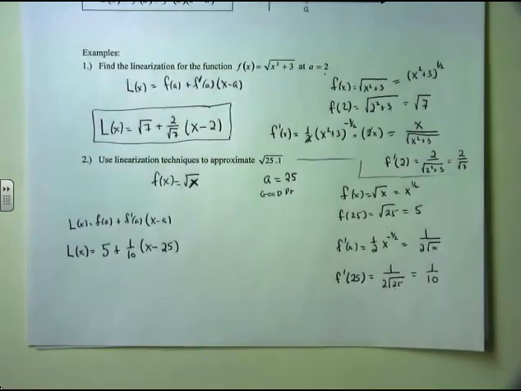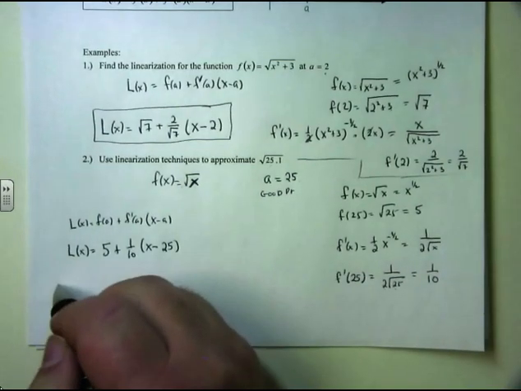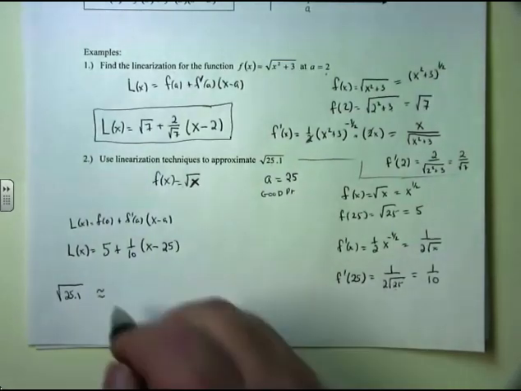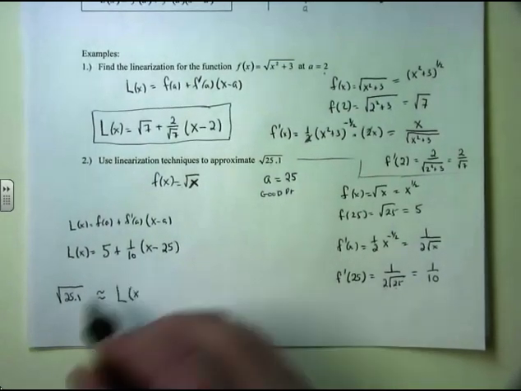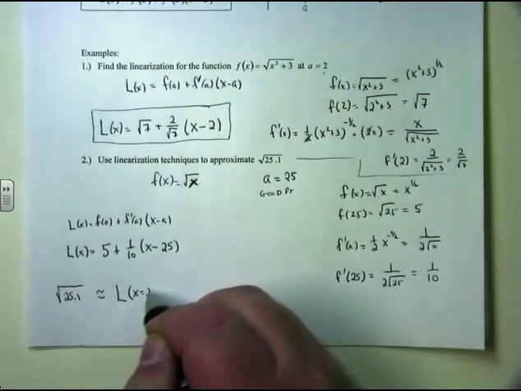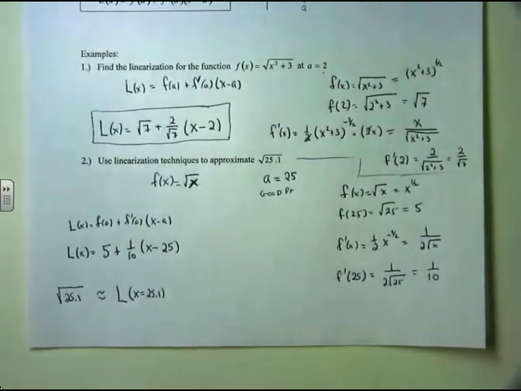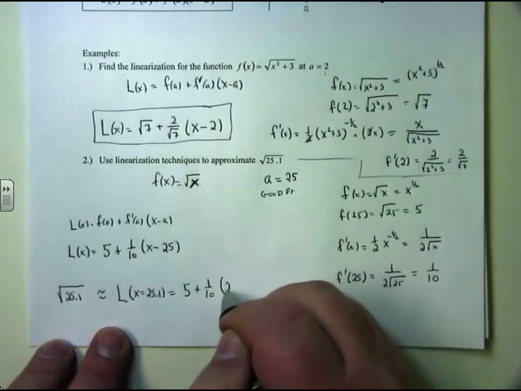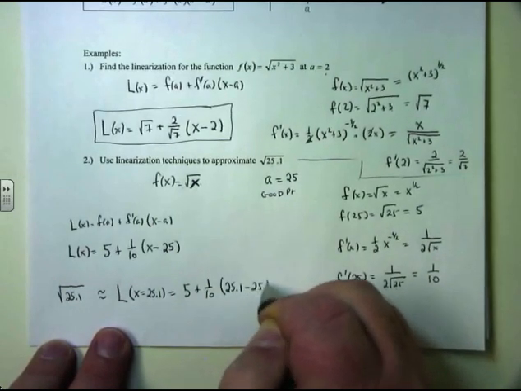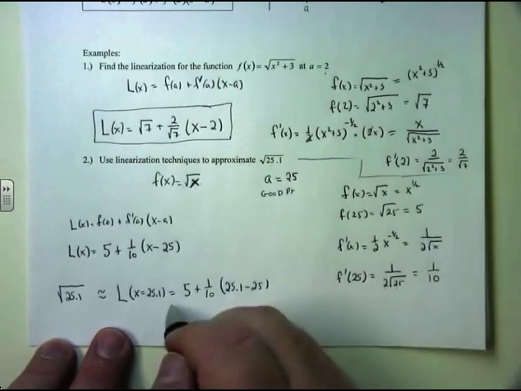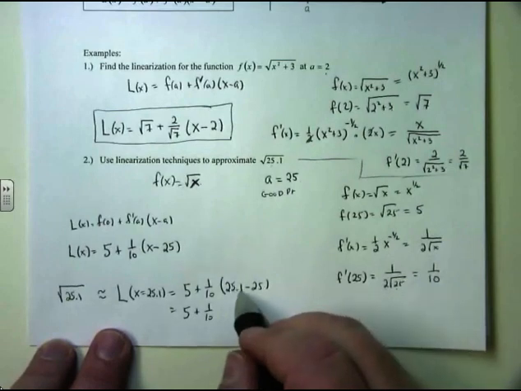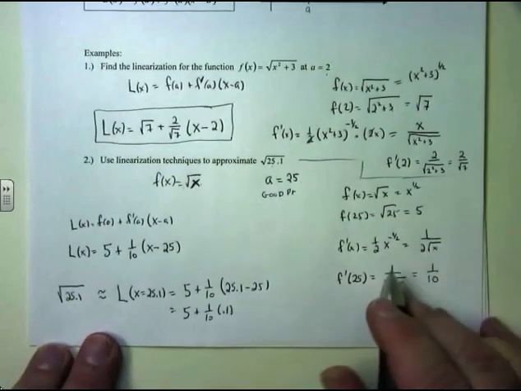Now what's the point of this? We want to approximate the square root of 25.1. So I'm going to approximate it by plugging into my linearization equation the number we're plugging in for x, which is 25.1. So what is the linearization of 25.1 in my equation? We'll plug it in. This is 5 plus 1/10 times 25.1 minus 25. This would be equal to 5 plus 1/10, and 25.1 minus 25 is 0.1.